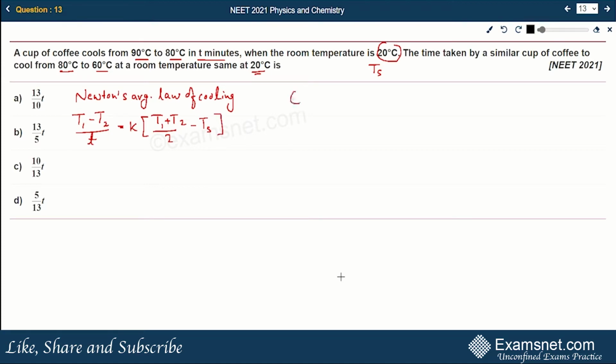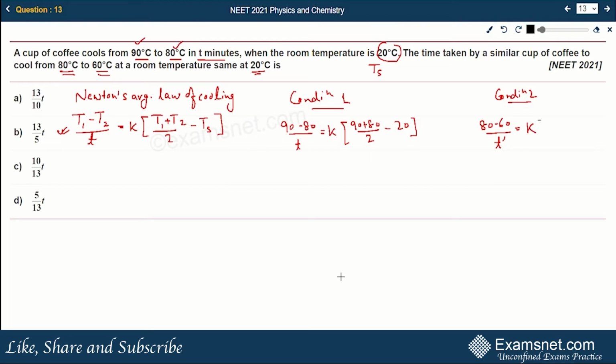Under the first condition, we have T1 as 90 degrees Celsius, whereas T2 is 80 degrees Celsius. So under condition 1, if we put the values into this formula, we'll get 90 minus 80 divided by time T equals constant K times the bracket 90 plus 80 divided by 2 minus the temperature of the surrounding, which is 20 degrees Celsius. Whereas under condition 2, T1 is 80 degrees Celsius and T2 is 60 degrees Celsius. So we'll write 80 minus 60 divided by T dash. Here time will be T dash, equals K constant times 80 plus 60 divided by 2 minus the temperature of the surrounding, which is the same here also, so 20.